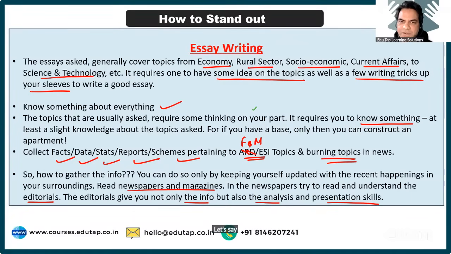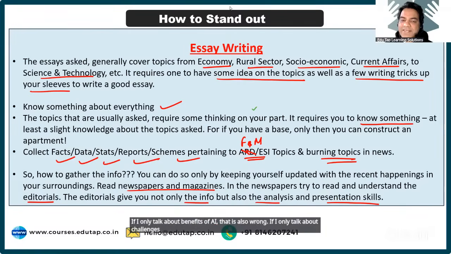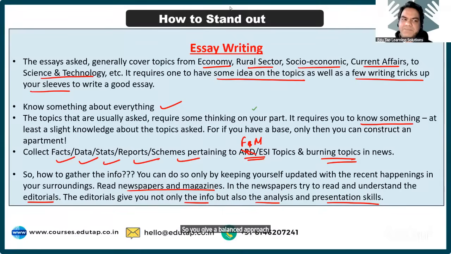Let's say if I talk about the benefits and challenges of AI. If I only talk about benefits of AI, that is also wrong. If I only talk about challenges of AI, that is also incorrect. So you give a balanced approach. Let the reader decide for himself what approach or what opinion he makes out of it.